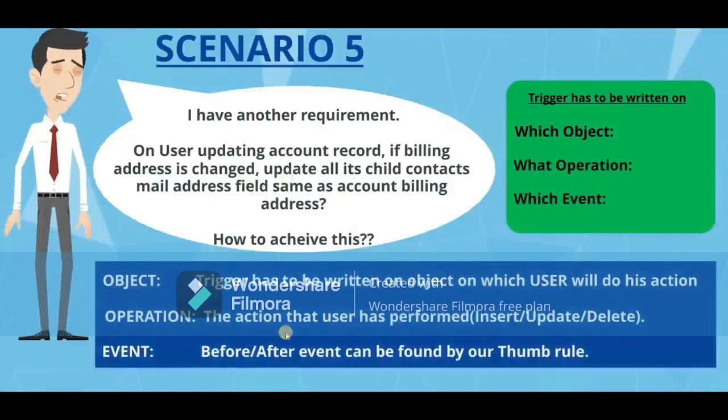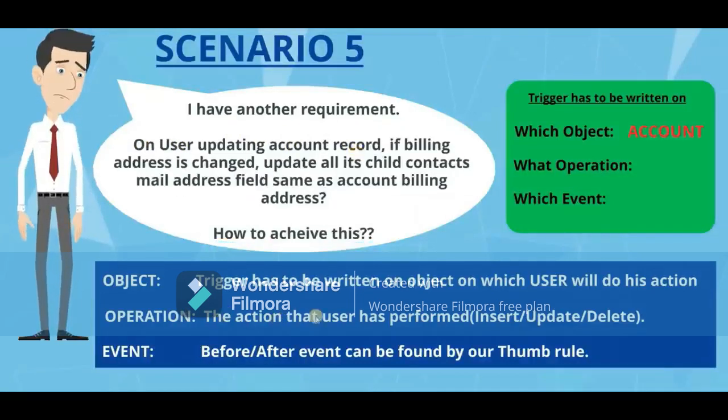So which object, which operation, which event, that can be determined here. The trigger has to be written on the object on which the user will do his action. So in this scenario, on user updating account record, the object would be account. And the operation is the action that the user has performed. Here, the user is actually updating the account record, so in that case, the operation would be update.